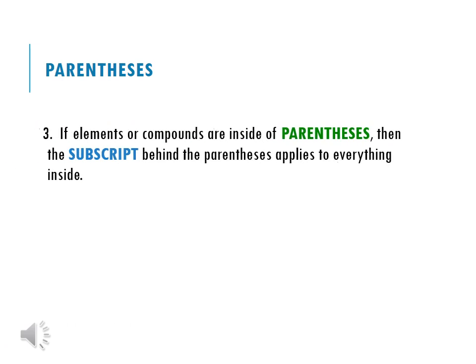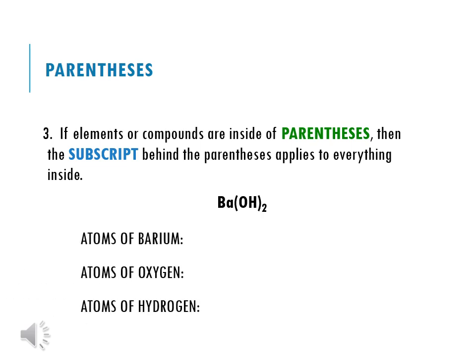Next up, parentheses. Number 3. If elements or compounds are inside of parentheses, then the subscript behind the parentheses applies to everything inside. Okay, this is just like math. So here we have Ba(OH)2, or barium hydroxide. So how many atoms of barium, oxygen, and hydrogen are there here?